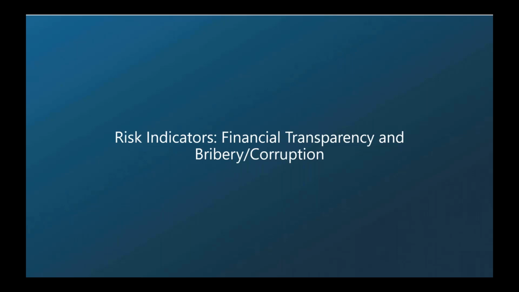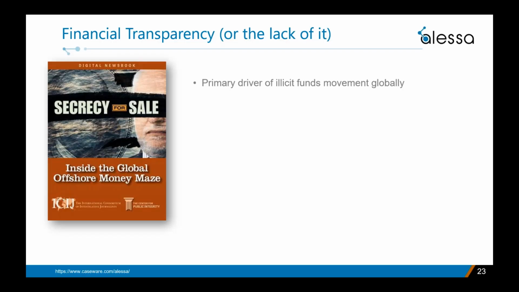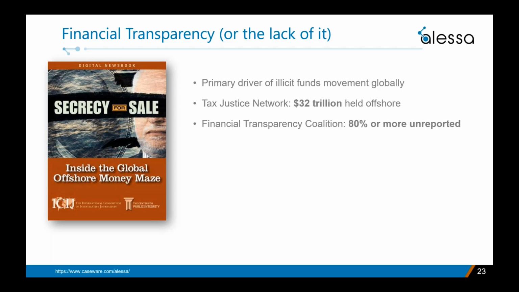Now let's move on to the next two categories of risk indicators relating to financial transparency and levels of bribery and corruption. The lack of financial transparency is the primary driver in illicit funds movement around the world. The Tax Justice Network estimates that as much as 32 trillion is held in offshore wealth. The Financial Transparency Coalition estimates that 80% or more of these assets are unreported, representing billions in lost tax revenues to those countries where the income was generated.